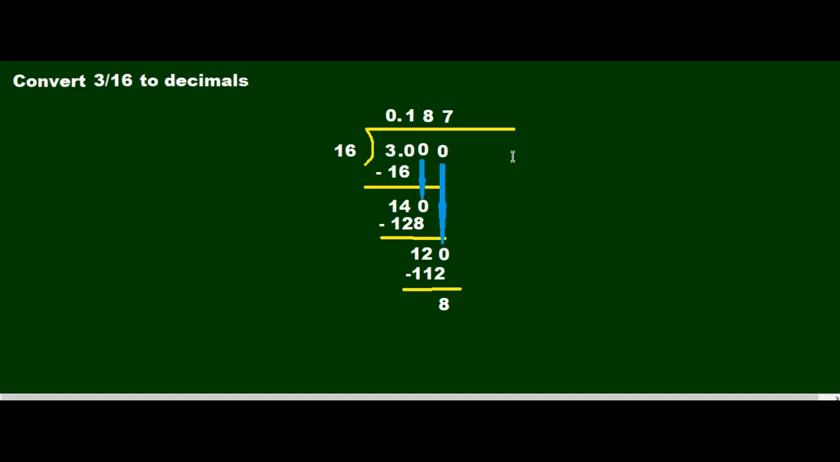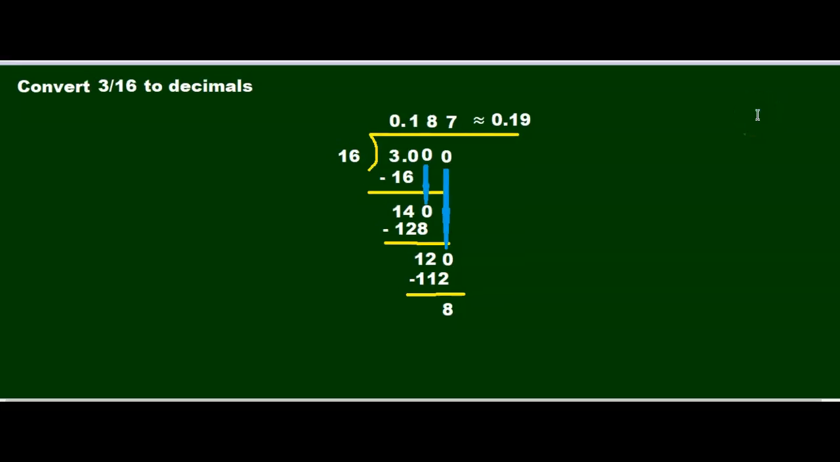Now let's say they want you to leave your answer in 2 decimal places. Now because our third decimal place is a 7, we're going to round it to 0.19. Now we round it up because 7 is greater than 4. So anything that you have 5 or higher, you're going to round your number up. So you get 0.19.